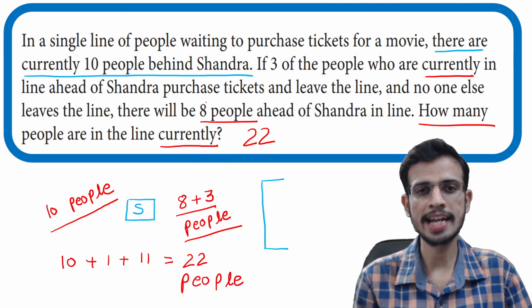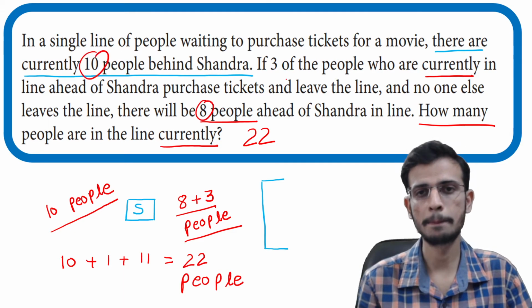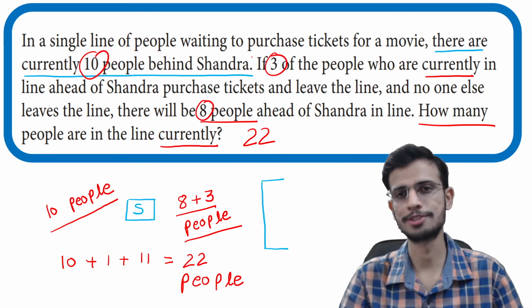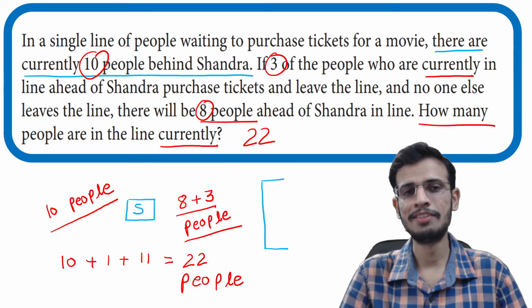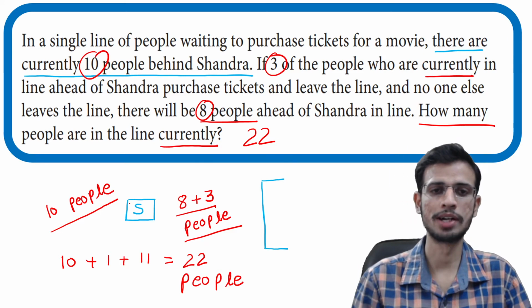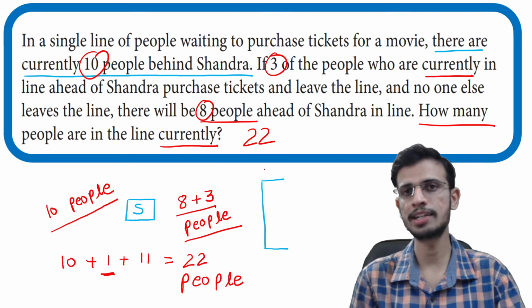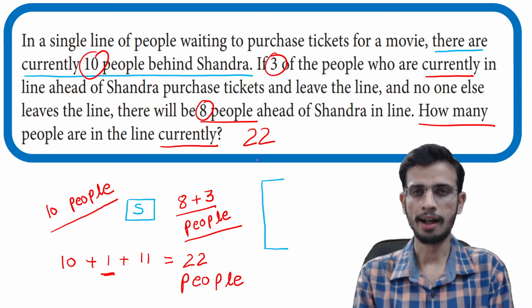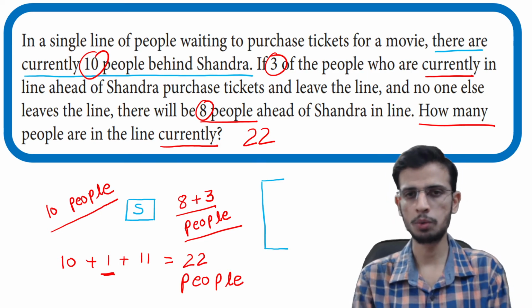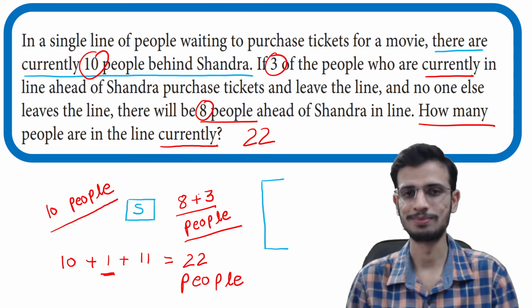If you add this 8 with 10, it will be 18 plus 3. You have to add all the terms. 11 plus 10, 21 plus this one. Don't forget this one, else you will get 21 as an answer, but the answer is of numerical entry type and we have to enter the integer, that is 22.